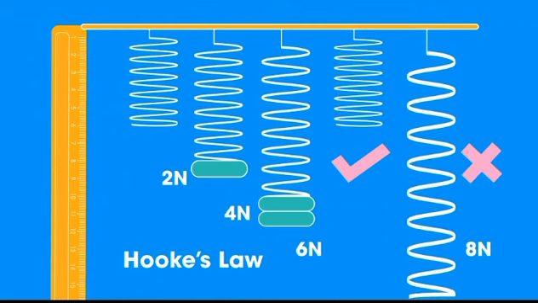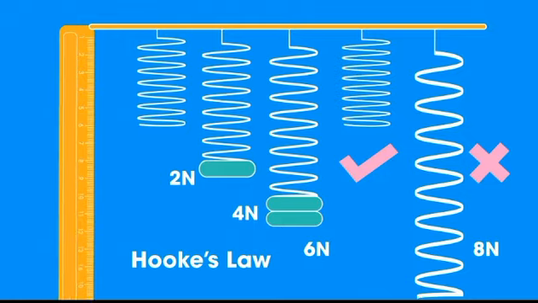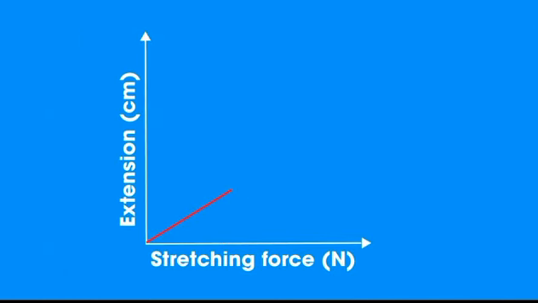So to recap, the straight line shows that the extension is directly proportional to the load on the spring. That means the extension will double if the force doubles, it will treble if the force trebles, and so on, until the elastic limit is reached. This relationship is known as Hooke's law. There is a linear relationship between force and extension.